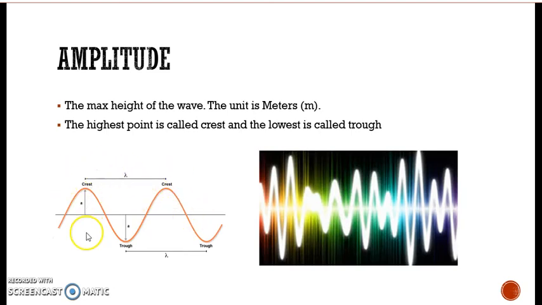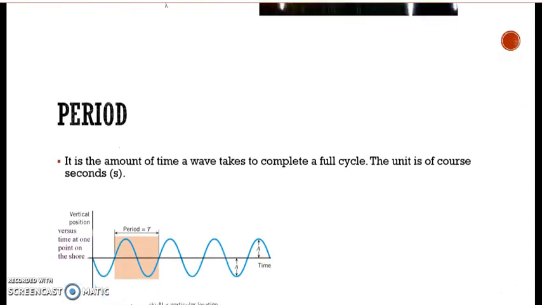From crest to crest, actually we'll get that later. Here, A is from the middle line up to the top of the wave. It's not from the bottom of the wave, from the trough to the crest. That's wrong. Many people make that mistake. It's from the middle of the wave to the crest, or from the middle of the wave to the bottom, whichever you like.